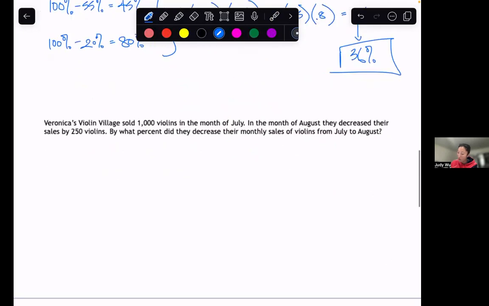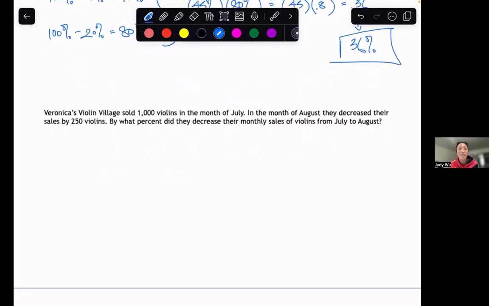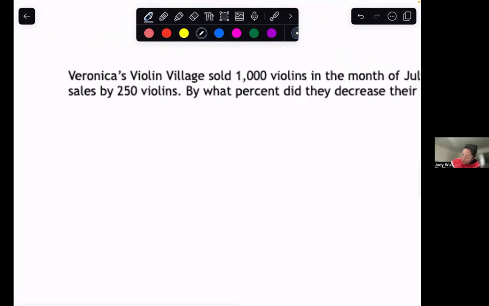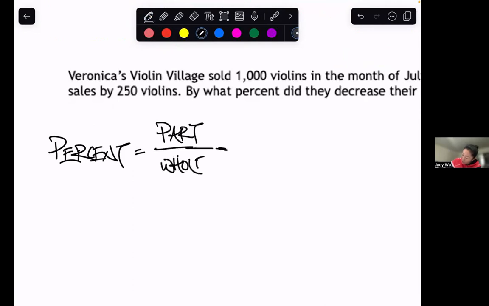All right, let's take a look at one last example here. It says Veronica's Violin Village sold 1,000 violins in the month of July. In the month of August, they decreased their sales by 250 violins. By what percent did they decrease their monthly sales of violins from July to August? And so to answer this question, we're going to go back to our original definition that a percent is nothing more than a part over the whole.